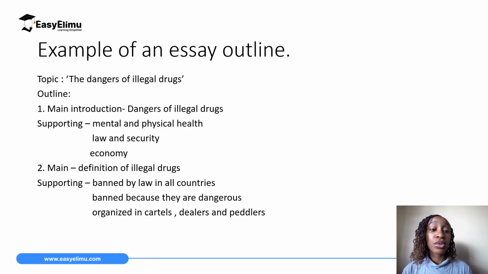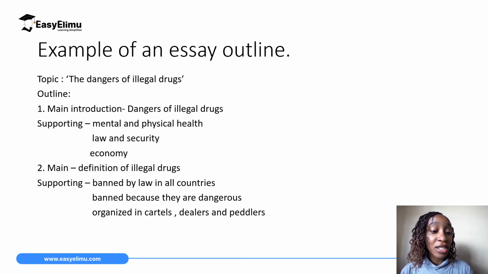And then the supporting points will have to do with mental and physical health, law and security, and economy. So how do drugs affect the mental and physical health of people? How do they affect the law and security of a society? How do they affect the economy of a society?